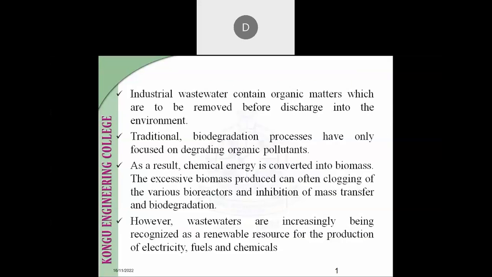Okay, now of course we have discussed the energy, and now the ultimate concept is that we can use waste to wealth. This is the basic concept in this presentation.